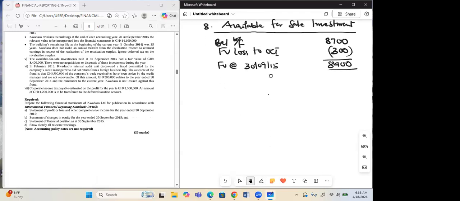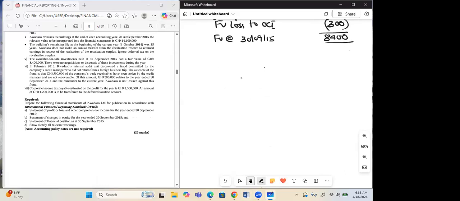All right. Note 6 said in February 2015, Kwadaso Internal Audit Unit discovered a fraud committed by the company's credit manager, who did not return from a business trip. Now, the outcome of the fraud is 500 Ghana cedi of the company's trade receivables have been stolen by the credit manager and are not recoverable. Hold on. The credit manager has stolen 500,000 of the company's receivables. He has collected the money and traveled abroad. So straight away, it will reduce our receivables, true or false?